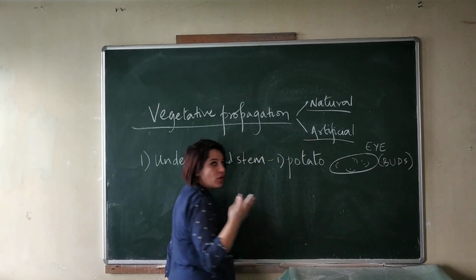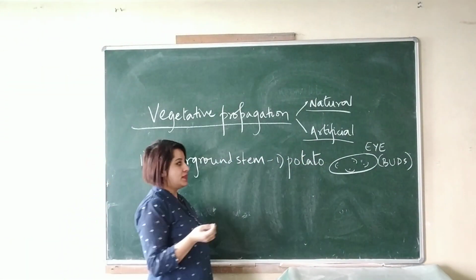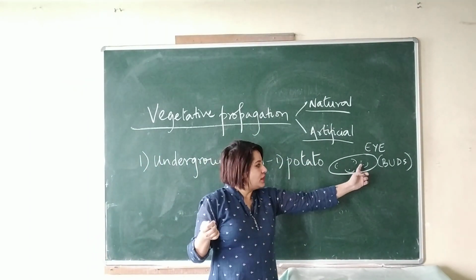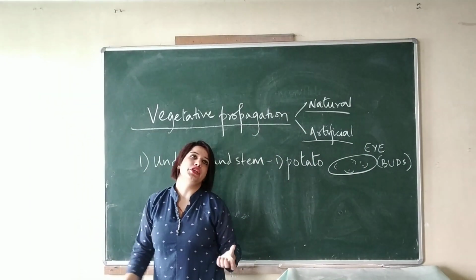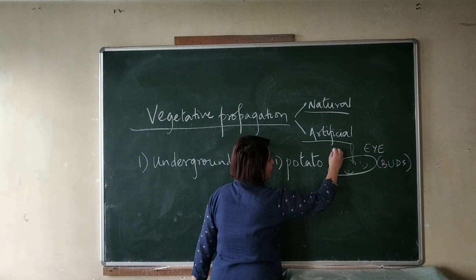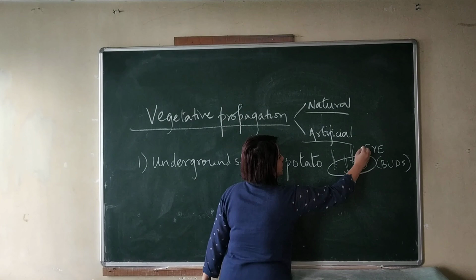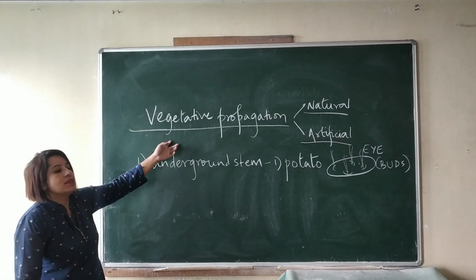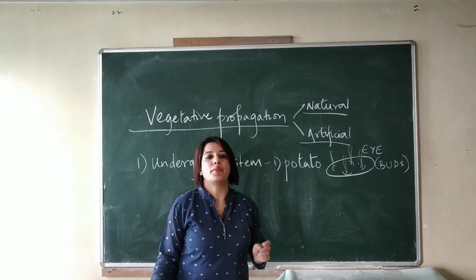Now, we know buds are not present in roots. Buds are present in stem. Okay? So, these buds give rise to a new plant. If you have noticed also, if you keep potato for a long time, green shoots start developing from these eyes. So this is a method of vegetative propagation.